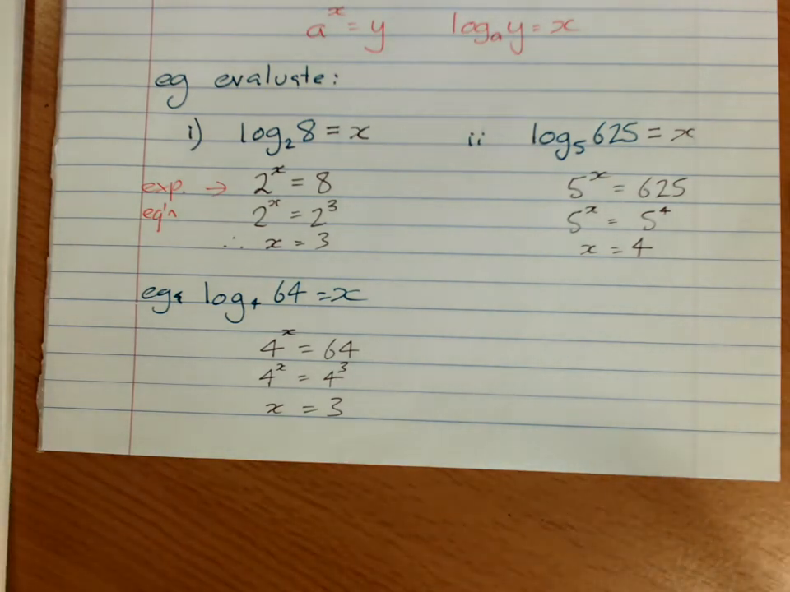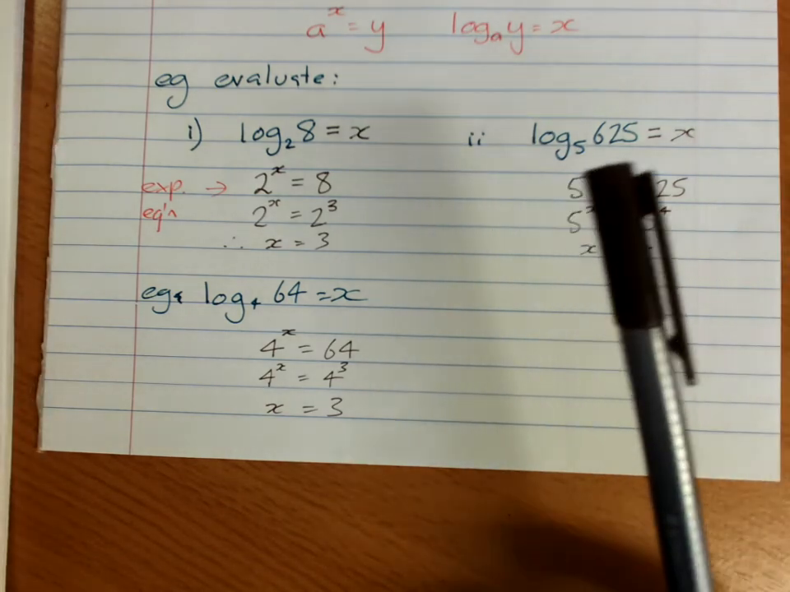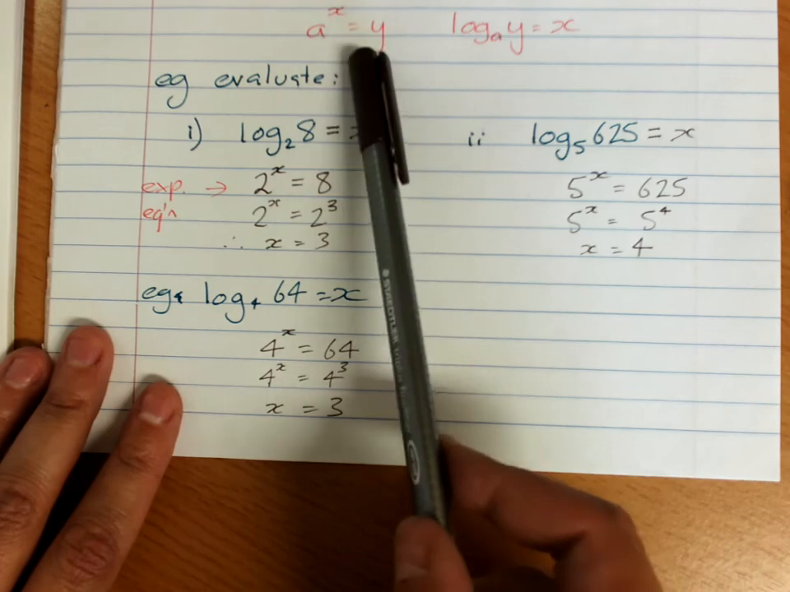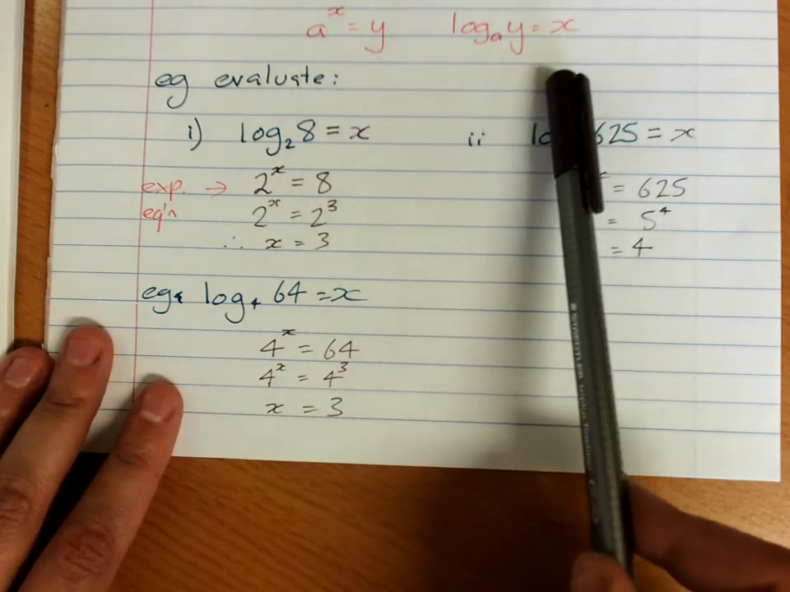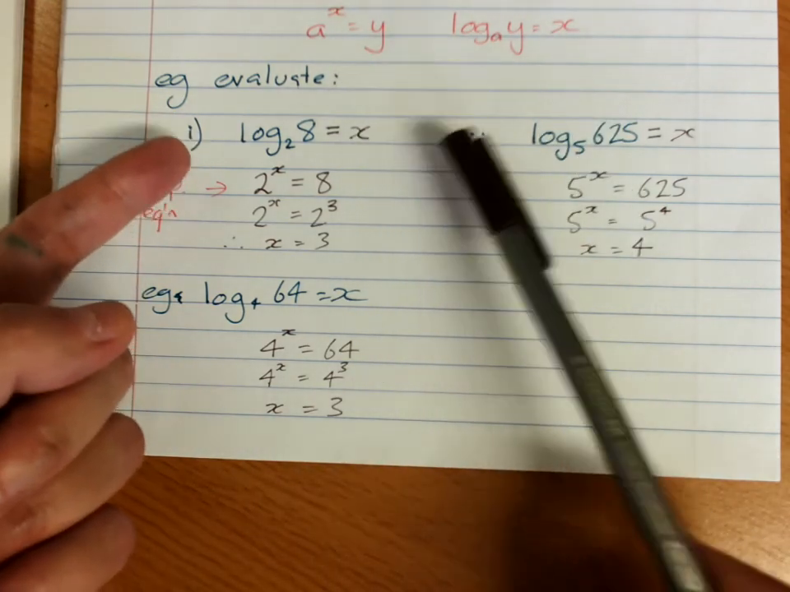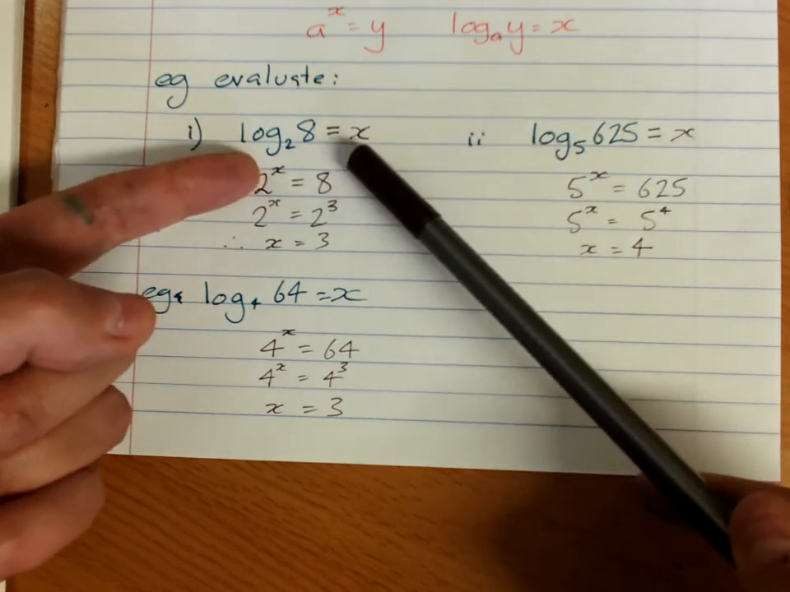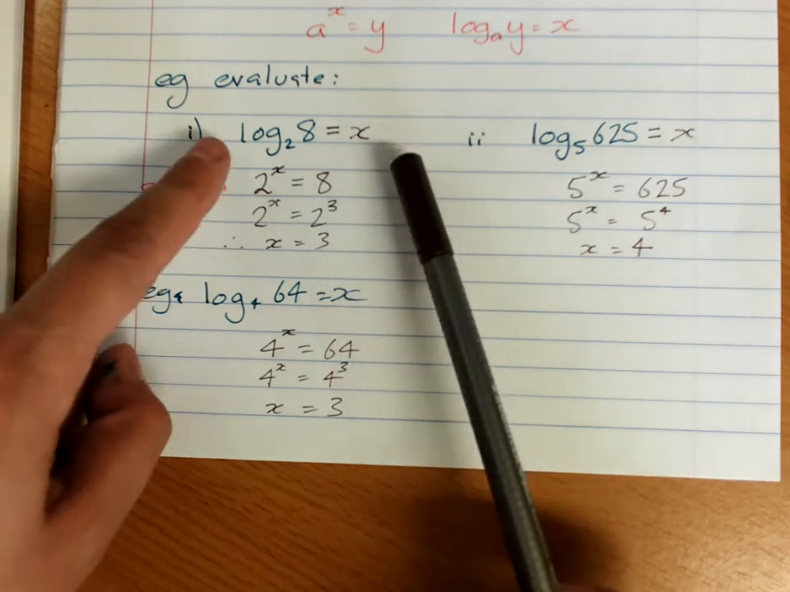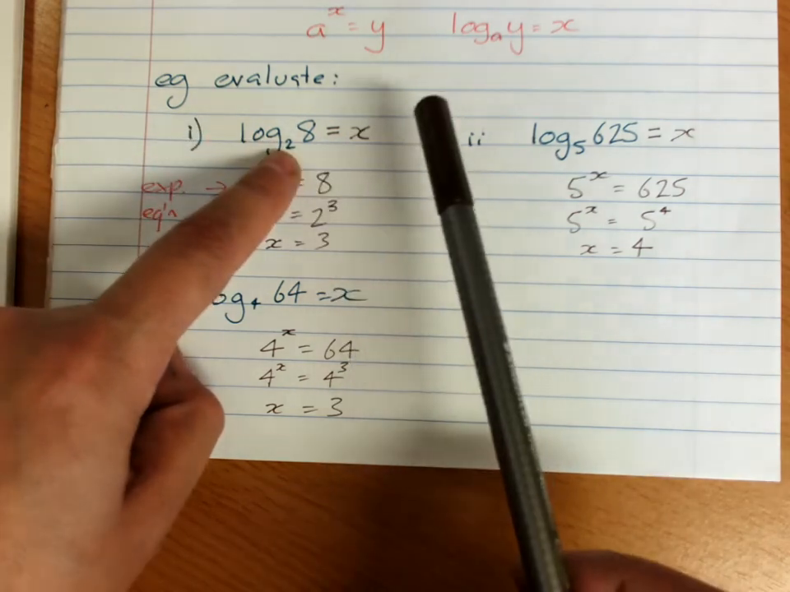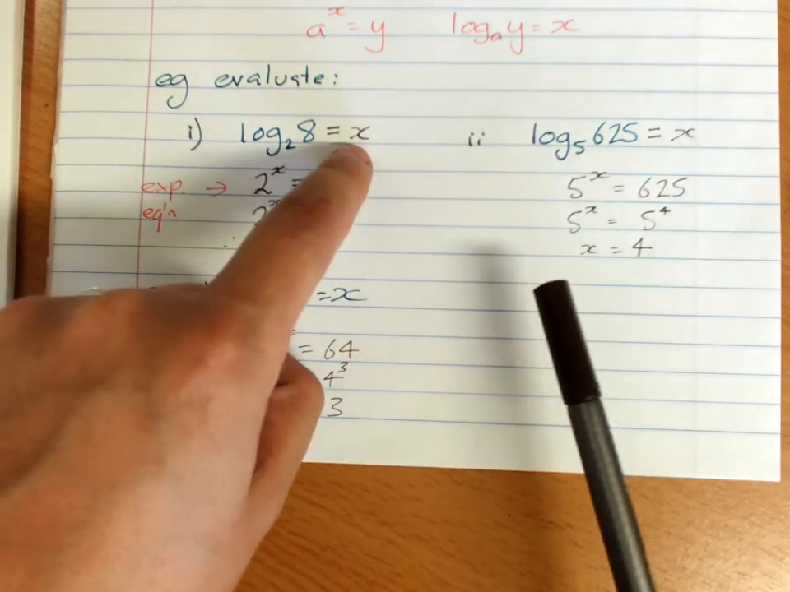So this is your introduction to logarithms, mainly just the notation, how we change between index notation and log notation, and evaluating logs either by changing to index form or by using your knowledge. 2 to the power what is 8, x is 3. Up to you.